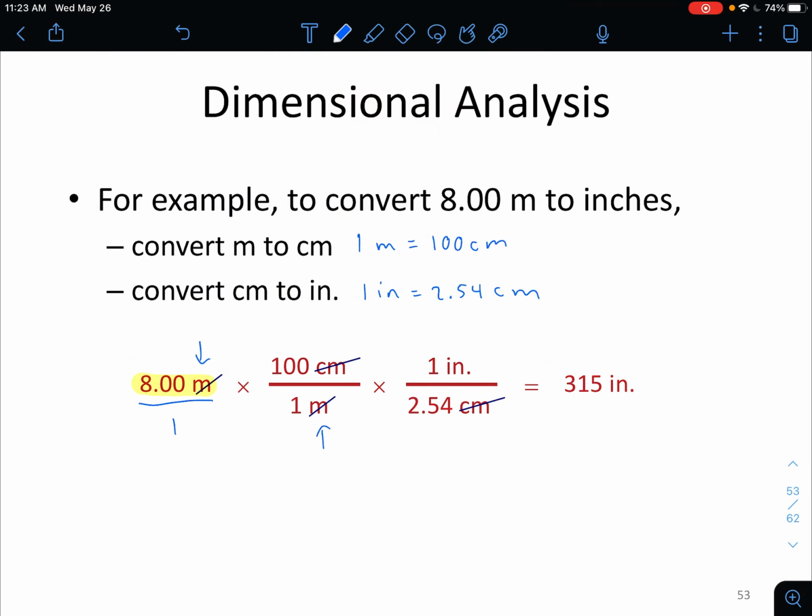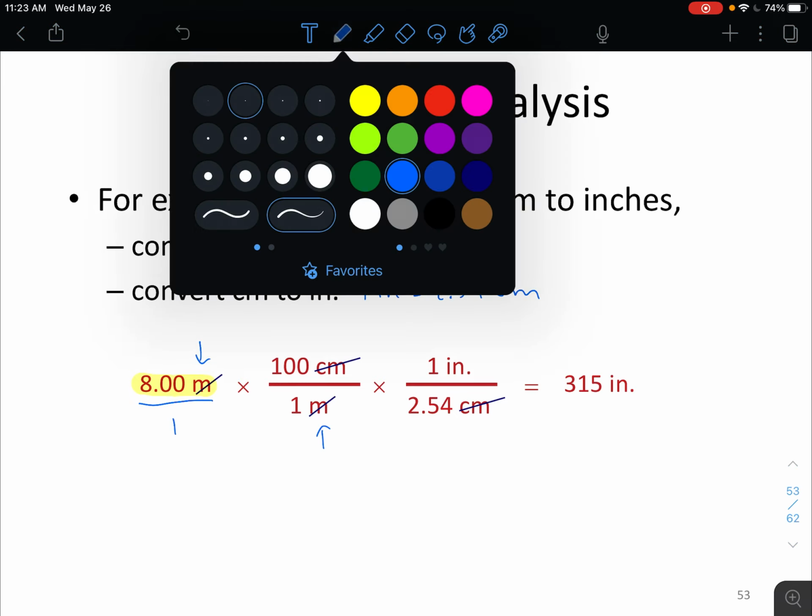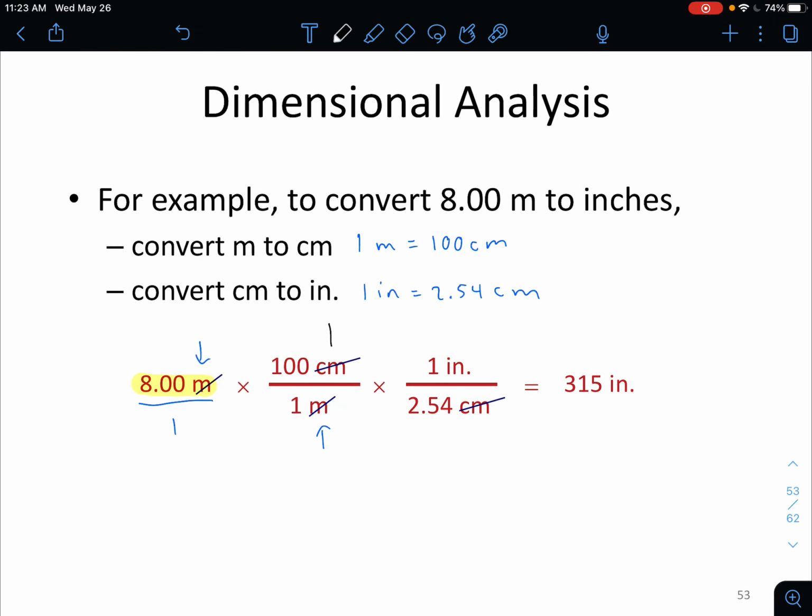Meters in the numerator here cancels out with meters in the denominator in our first conversion, 100 centimeters per 1 meter. So that would get me into centimeters. And then in our second conversion, centimeters here cancels with centimeters down here in the second conversion. So 8 meters times 100 centimeters per 1 meter, that gets me into centimeters, times 1 inch per 2.54 centimeters. So then that's what gets me into inches.